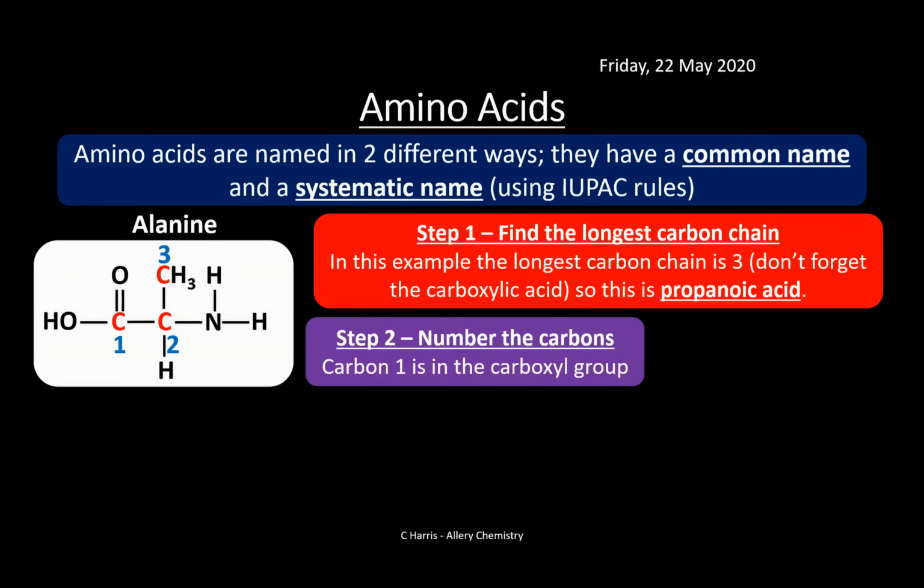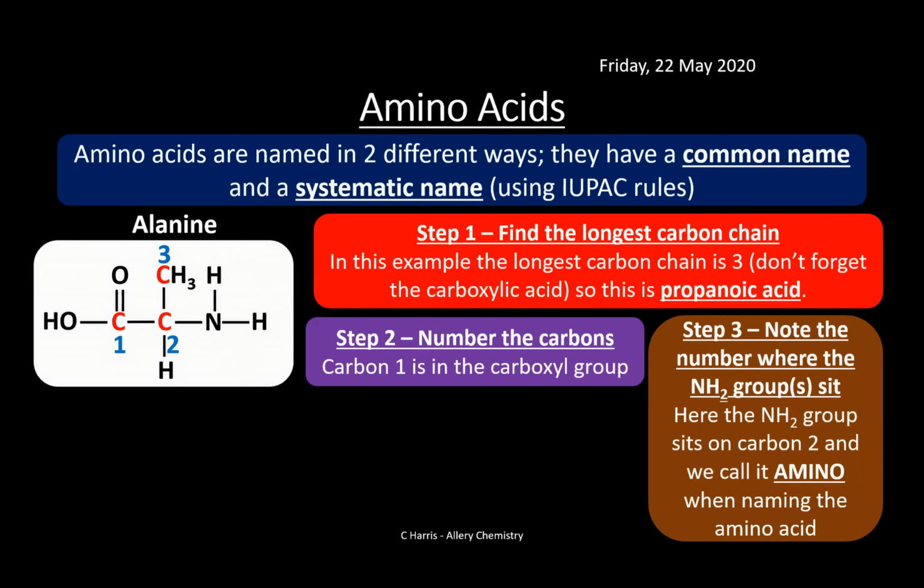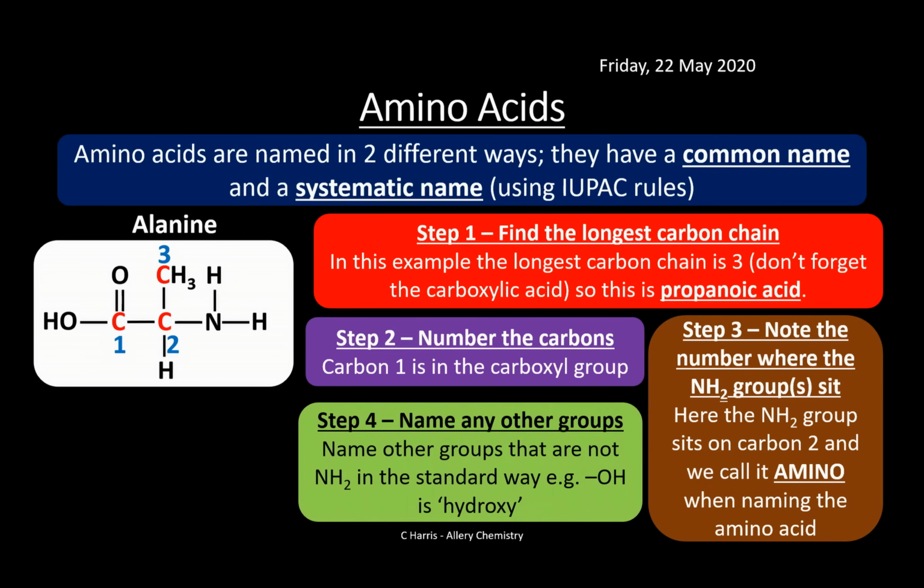And then what we need to do is note where the amine group is. This is the NH2 group. So what carbon is that on? Now you can see there that that's on carbon 2. Okay, so we call that amino when we're naming the amino acid. So we say it's an amino group. And so then we need to name any other groups that may be attached as well. So these are anything apart from the amine group that we've obviously taken into account, so anything such as OH, which would be hydroxy, for example. So if we had an OH group on there.